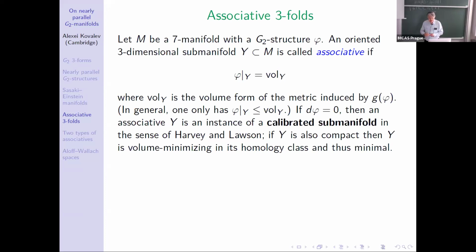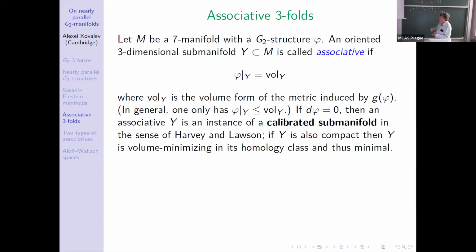So that's the condition of an associative threefold. If in addition phi is closed, then we actually get an example of a so-called calibrated manifold, a concept introduced by Harvey and Lawson. So if Y is also compact, there is an easy argument using essentially Stokes' theorem that Y is necessarily volume minimizing in its homology class, and therefore it's minimal. So it's a slightly stronger condition, not just minimal, but minimizing.